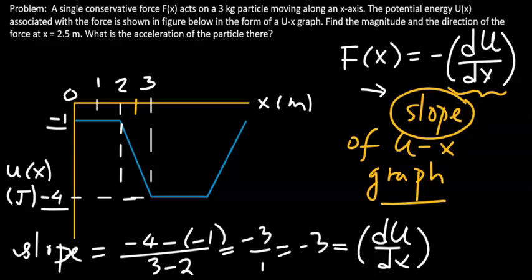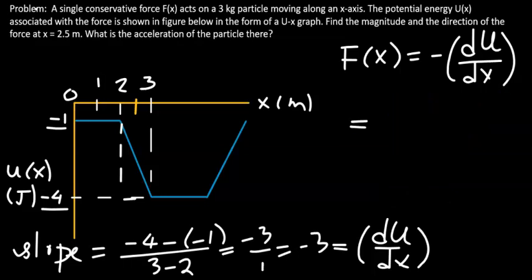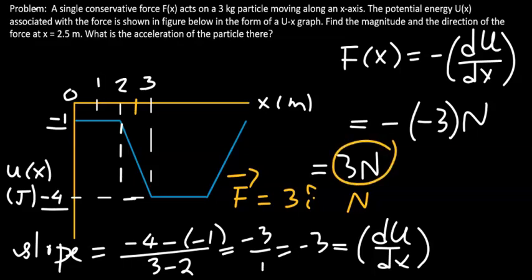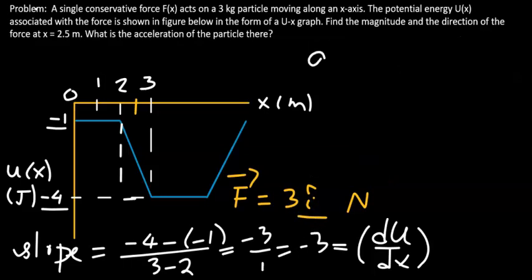So that would make the force minus minus 3 newtons, which is 3 newtons. And if you require a vector notation, you can simply write the force as 3 i hat in the unit of newtons. So the magnitude of the force is 3 newtons, and the direction of the force is along the positive x-axis. Next, let's determine the acceleration.